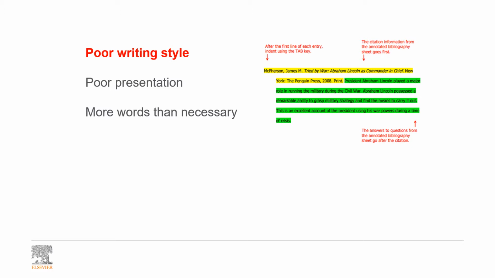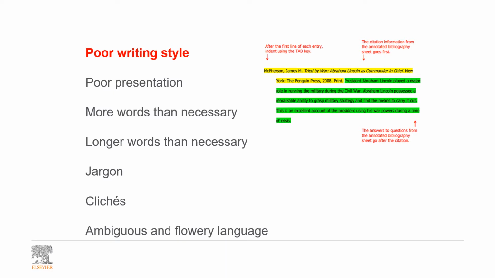Most of us are guilty of using more words than necessary. There's hardly a piece of writing that cannot be reduced to some extent. We also use longer words than necessary. And we use jargon and cliches. And we've got to try to minimize or even avoid these things altogether. And we also use ambiguous and flowery language. We've got to use very direct, very clear language when we're writing, especially writing scientific papers.